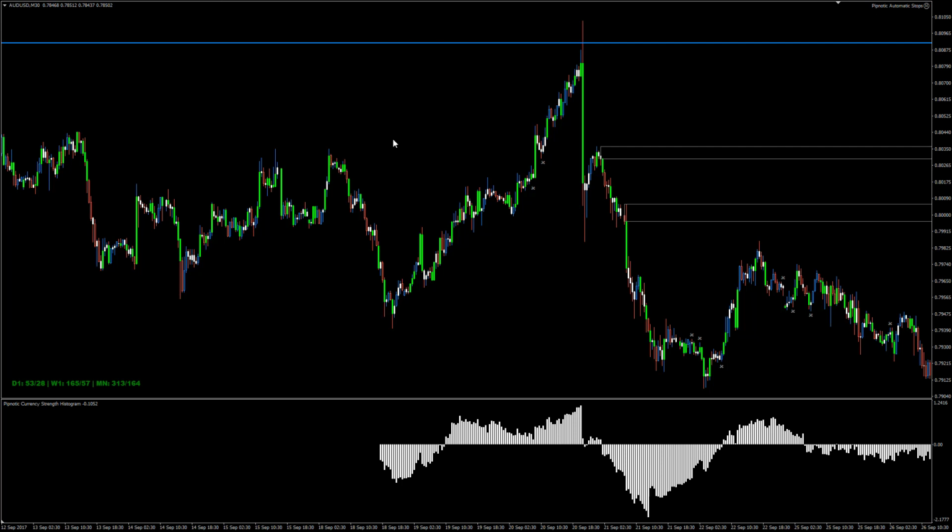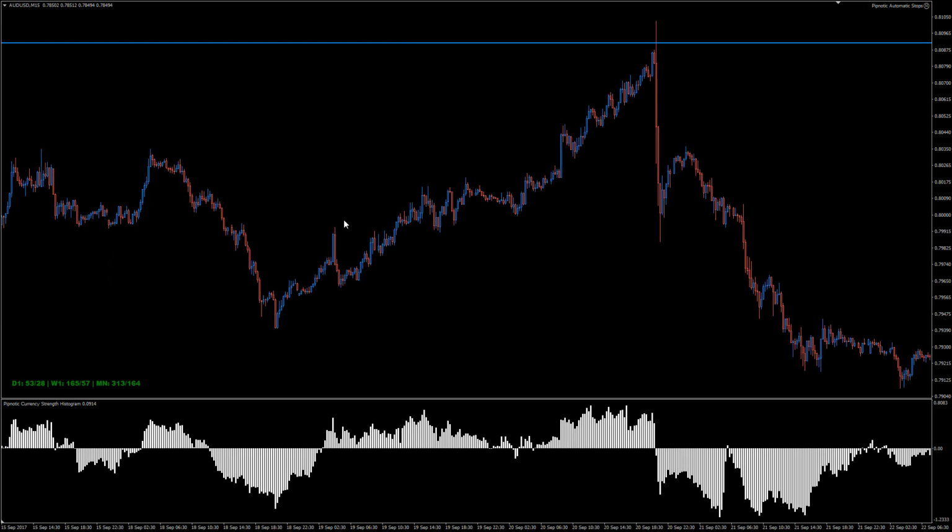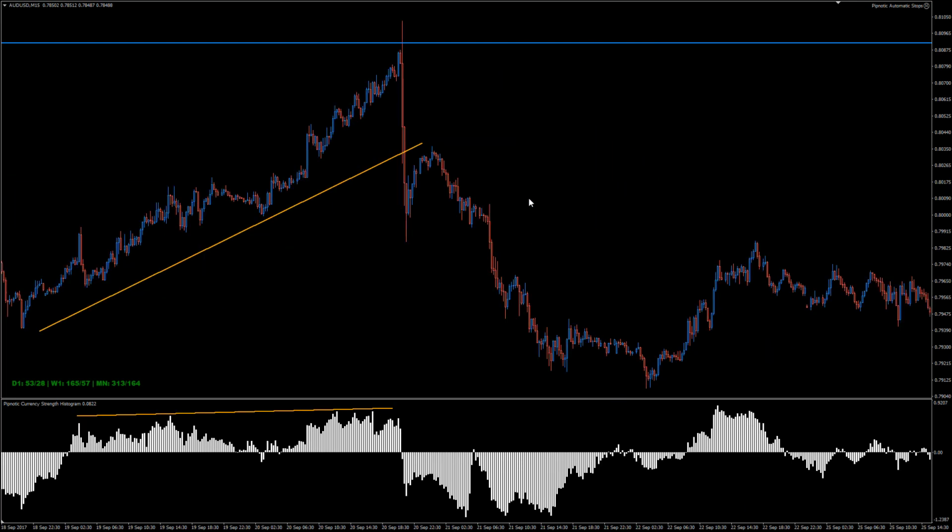You could probably go to the smaller time frame and see the same thing going on. Again, price is moving higher, but the histogram is not really showing us that. We're only moving ever so slightly higher. So that tells us that we have a dwindling appetite to continue to buy the Australian dollar against the American dollar. So this could be a warning that price is going to move lower.